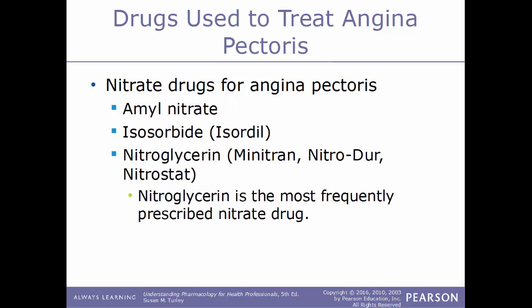Some other examples of nitrate drugs to treat angina pectoris: amyl nitrate, isosorbide, known by the trade name Isordil, and nitroglycerin, known by the names Nitrostat, Minitran, or Nitrodur. Nitroglycerin is the most frequently prescribed nitrate drug for this condition.